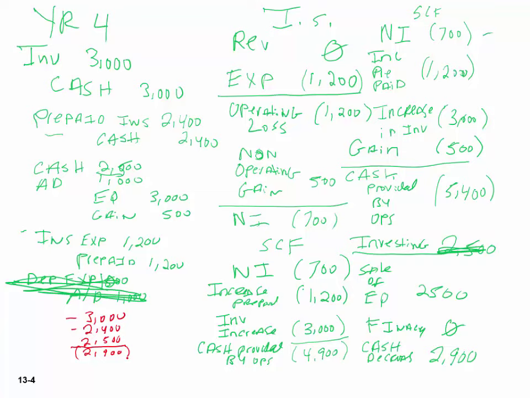Then I bought some inventory. I paid $3,000 for inventory, and I haven't taken any expense on that at all, have I? Or any cost of goods sold on that at all, because I haven't sold any of that inventory. So my inventory increased. It used up cash. It's still sitting on the balance sheet. So I have to subtract it because I'm trying to get to cash provided by operations, right? So I have to subtract that out.